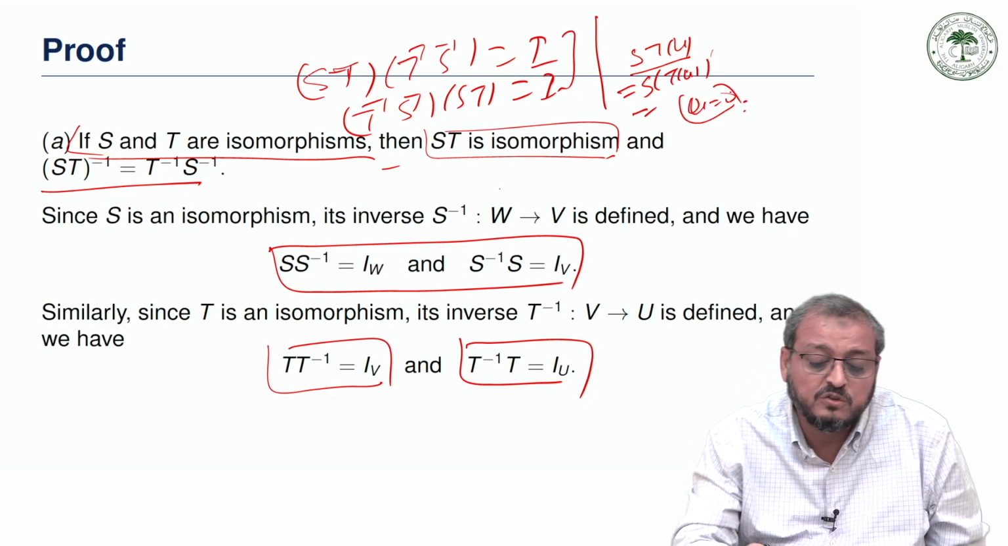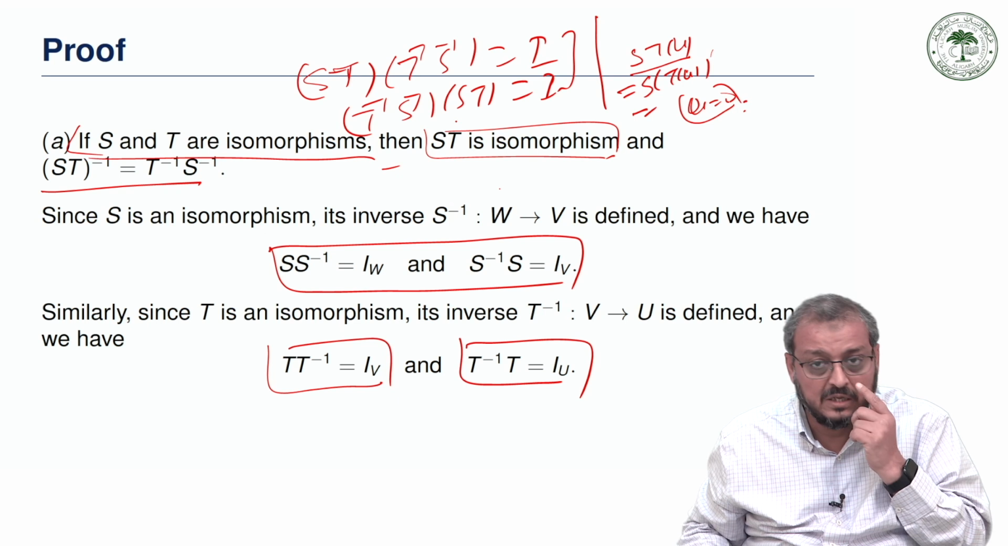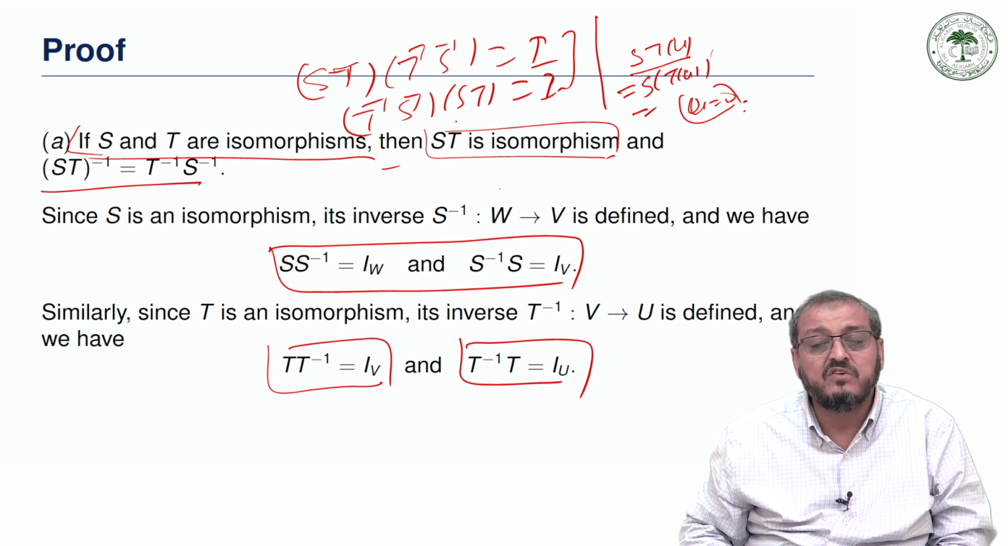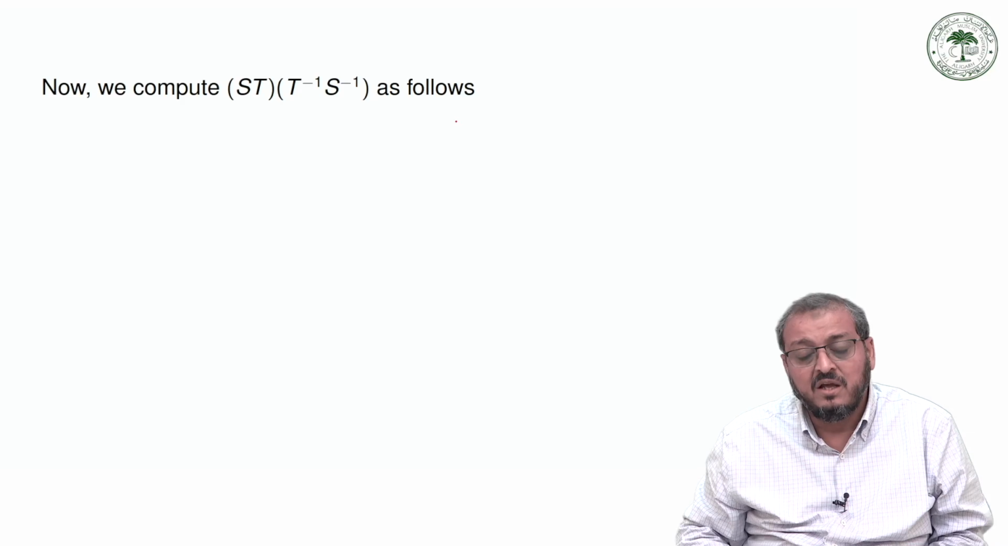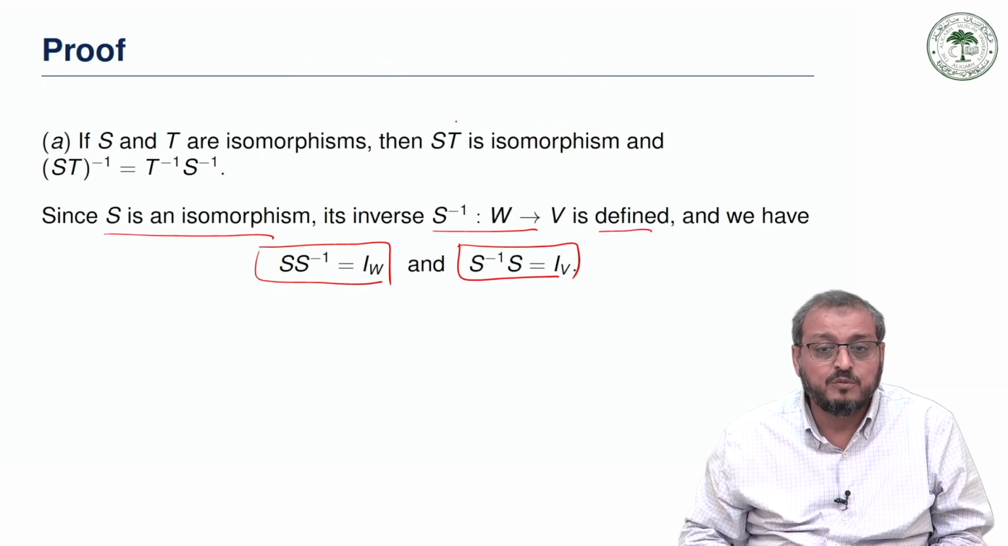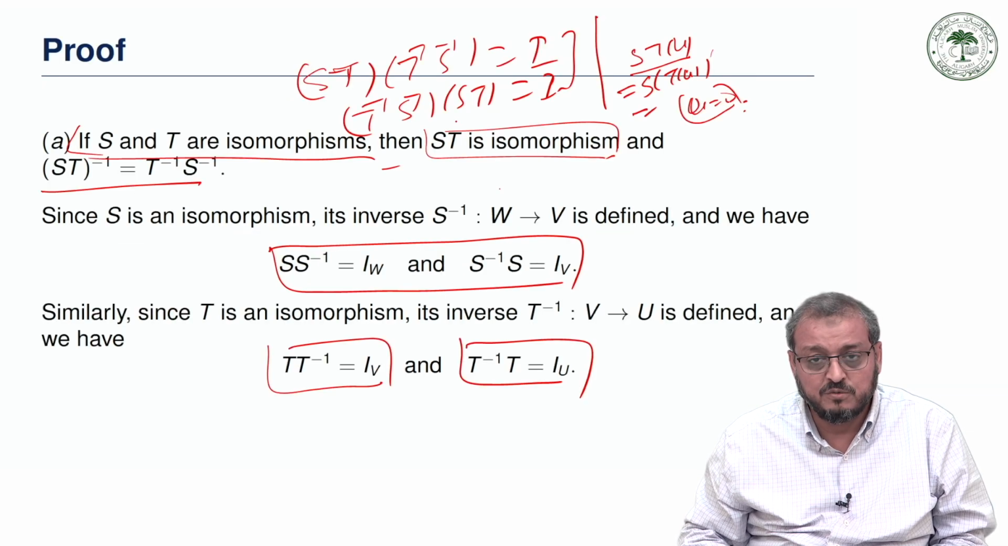If U is equal to 0, we can say that ST is one-one, and similarly we can prove that for S. So this is a home assignment for you. You can try: if S and T are isomorphisms, then ST is also an isomorphism.